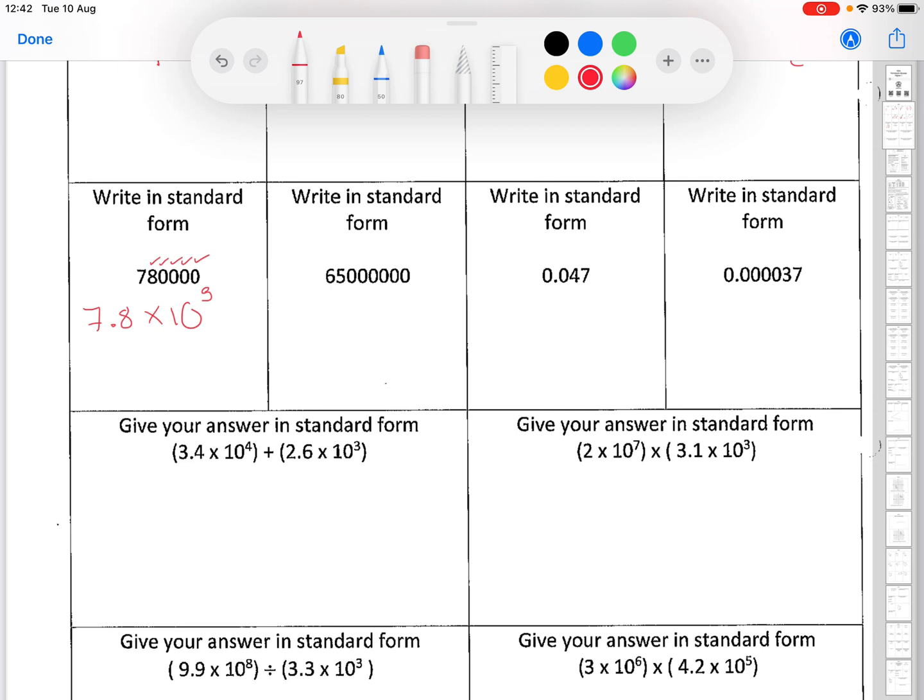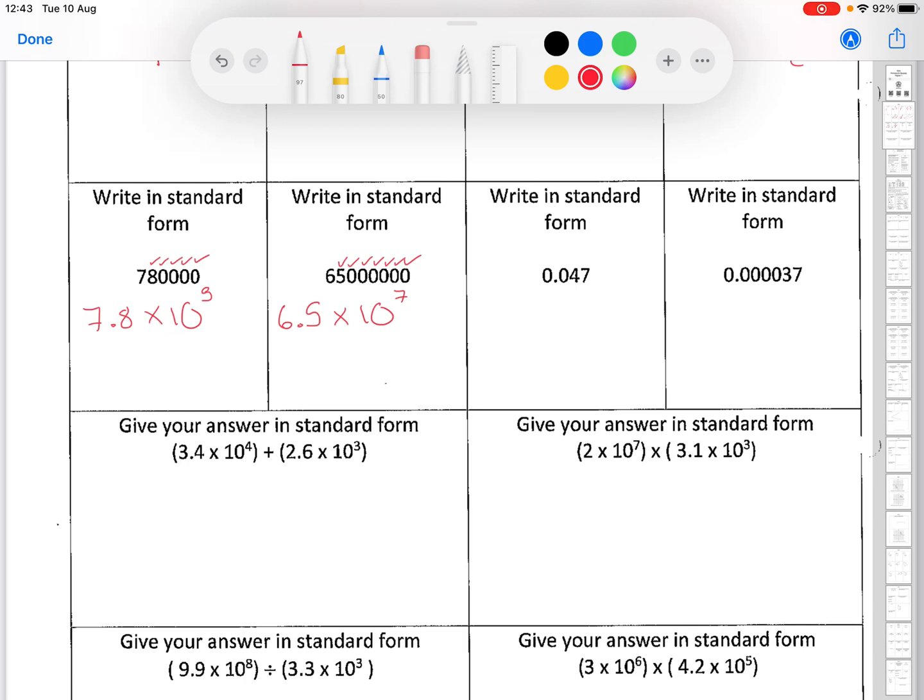Right, next one, I think this is 65 million. So we've got 6.5 times 10 to the power of, again, I'm just going to count my numbers after that 6. So this would be where my decimal would be. So 1, 2, 3, 4, 5, 6, 7. So that's to the power of 7.